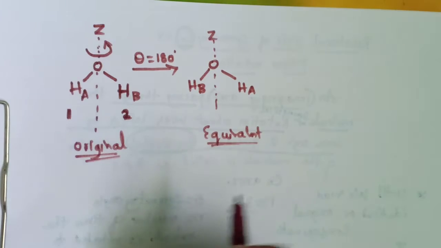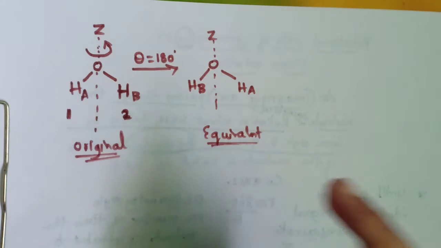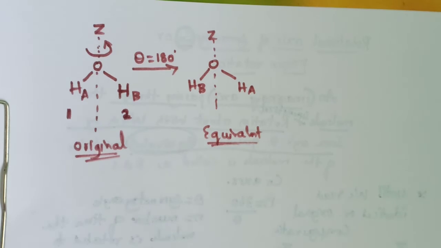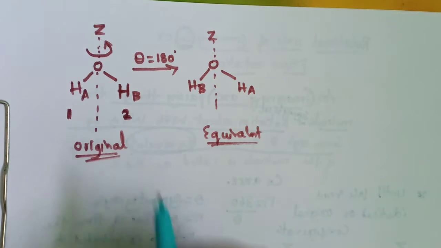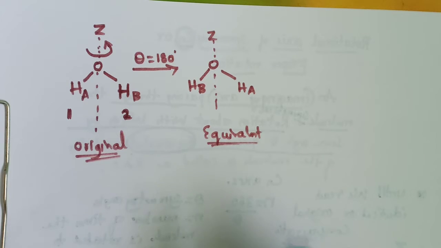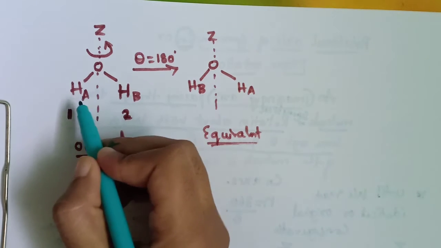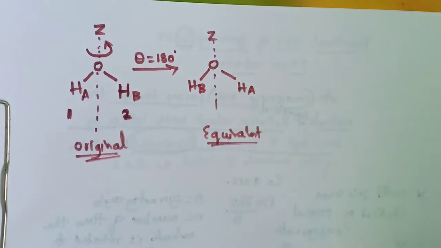If I did not label it as A and B, you will get confused that the original configuration and the equivalent configuration will be the same. But it's not the same, students. I have labeled it mentally only, but not physically. If I did not label this, you will think the original and equivalent configurations are the same. But it is not the same. Here in the HA place is HB, and here in the HB place is the HA, like that.